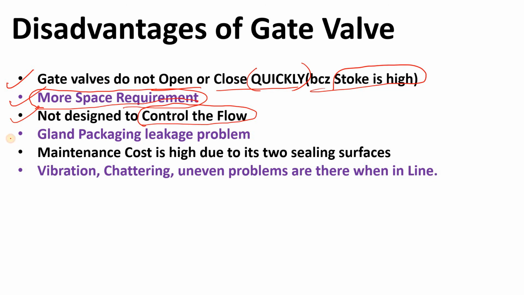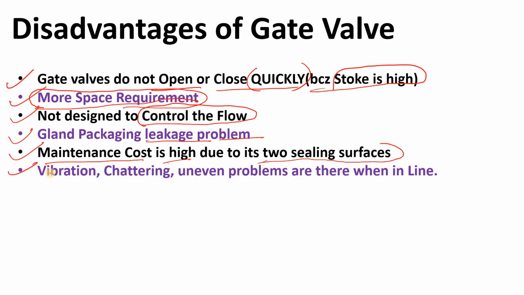Here is the gland packing which we use to avoid leakage. Sometimes while operating it, gland leakage problems occur in the gate valve. That is a frequent problem which we find in our industry, and that's why the maintenance cost is high. The maintenance cost of the valve is high because of the two sealing surfaces, and the second thing is that the gland leakage problem comes up frequently, so maintenance cost is high.